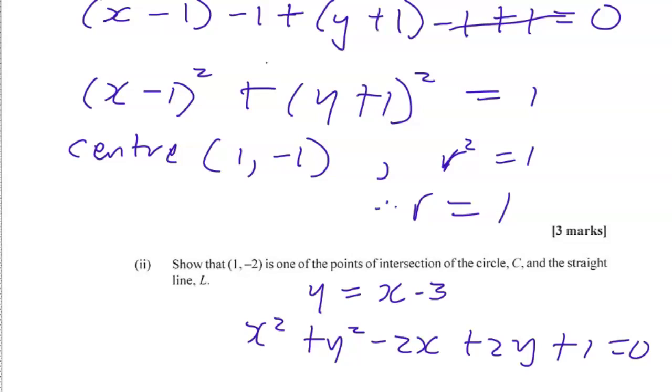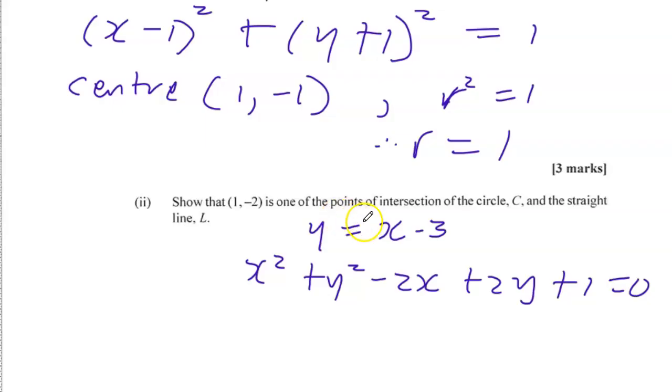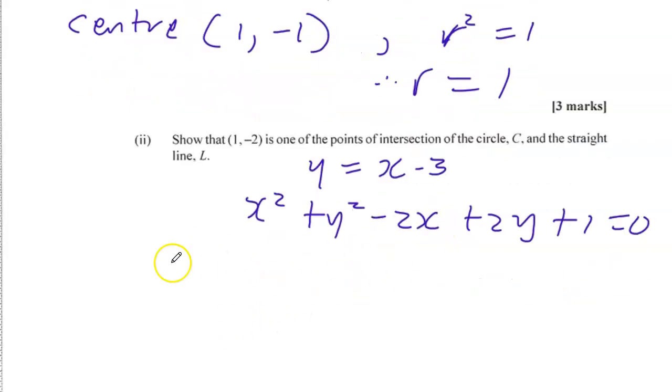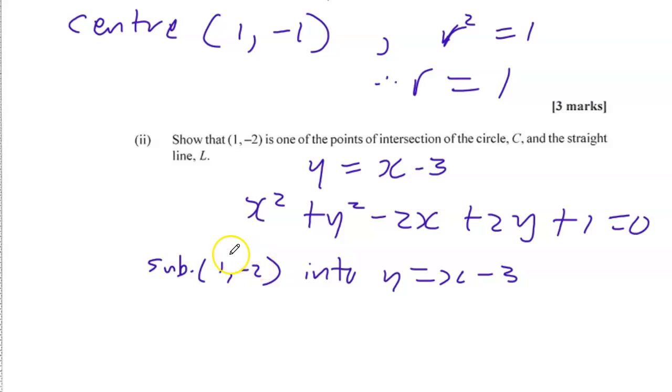And we have to show that 1, negative 2 is one of the points of intersection of the circle and the line, which means that 1, negative 2 should satisfy both equations. So if I substitute 1, negative 2 into the line equation, y equals x minus 3, the y value is minus 2, the x value is 1, 1 minus 3. So negative 2 equals 1 minus 3. So it satisfies the line equation.